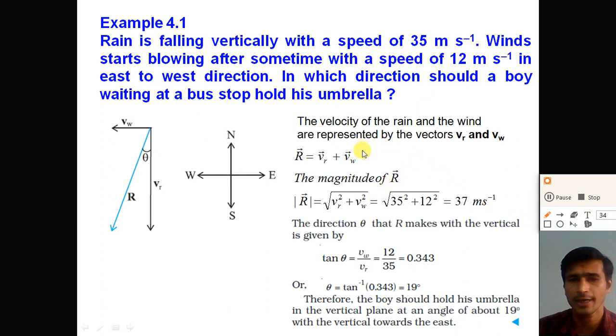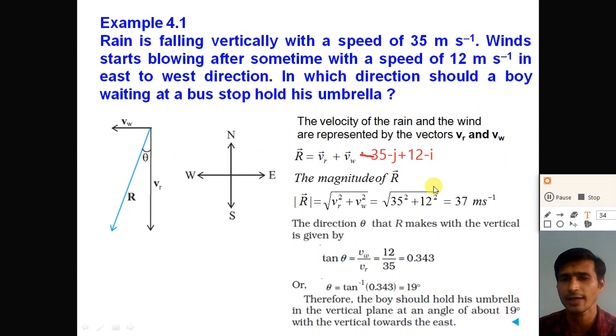So here we can write the magnitude of the velocity of rain is 35, and in the y direction we take minus j, plus the velocity of the wind is 12 and it is in the direction of minus i.